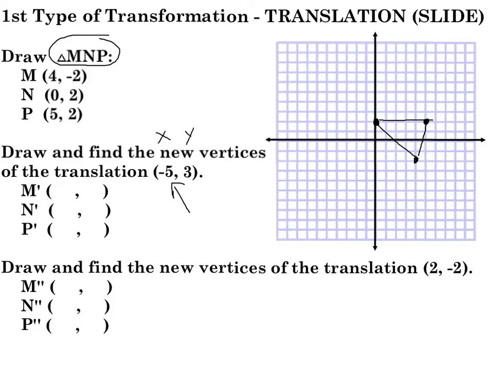So taking a look at M, M was at 4, -2. So we need to take the 4 and subtract 5. That gives us a new vertex of -1. Now, to the y coordinate, since this is a +3, we want to add 3. So the old point M was at -2, and now we want to add 3 to that, and that gives us +1. So our new point M is at -1, +1. Let's go ahead and graph that.